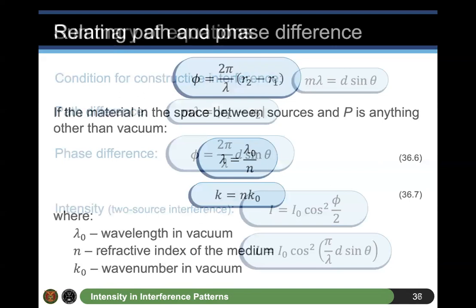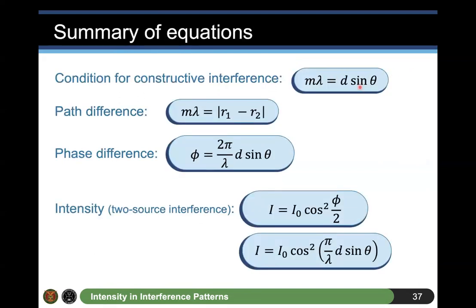Okay? So in summary, we have this condition for constructive interference. Yung path difference is just this, R1 minus R2, and yung phase difference is just this. Again, itong part na to, itong d sin theta, pwede mo palitan ng m lambda or nung R1 minus R2 kasi nga triple equality ito. As long as constructive interference yung hinahanap. And then for the intensity, we have this. So again, we have a phase difference over 2 or yung plug in natin tong value na to. So, similar lang naman yan.